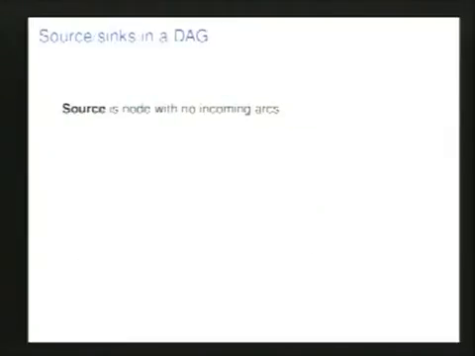Now let's talk a little bit more about DAGs because we really love DAGs. There's another obvious thing in a directed acyclic graph: a source is defined as a node with no incoming arcs. Is it clear that there should be a node with no incoming arcs in a DAG? Let's prove a different thing, this way is easier for me to think about. A sink is a node with no outgoing arcs.